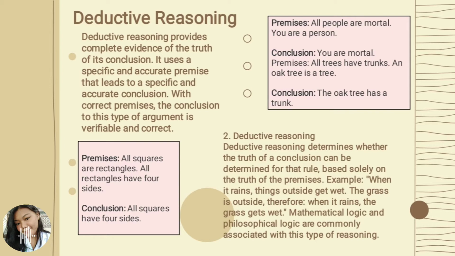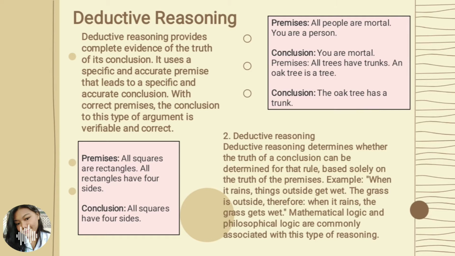And also, the premises or statement 1 is logically true, and the conclusion of this is realistically true. So to further explain, deductive reasoning determines whether the truth of a conclusion can be determined for that rule, based solely on the truth of the premises.